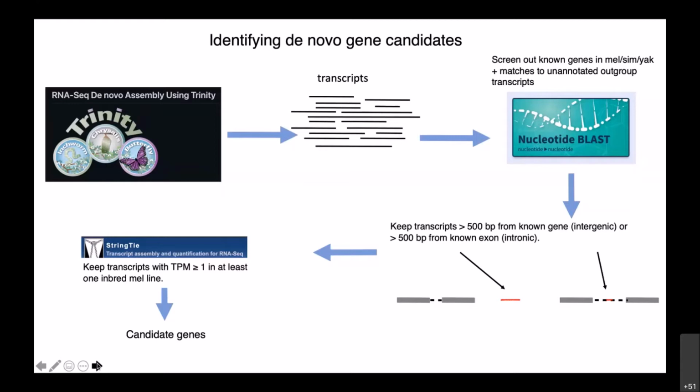Then for the remaining transcripts, which we have evidence for expression in melanogaster, they're not known genes, and there's no evidence of expression in the outgroups from any data that we have. We filter them by proximity to known genic elements. And the reason we do this is because we want to reduce the probability that we're looking at unannotated exons of known genes or looking at something like read-through transcription, for example. So we're trying to reduce those kinds of artifactual findings.